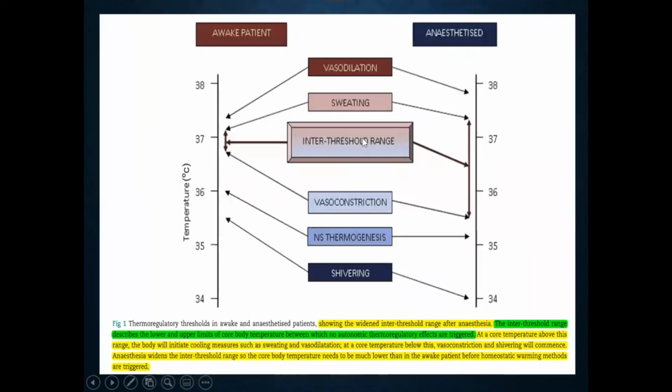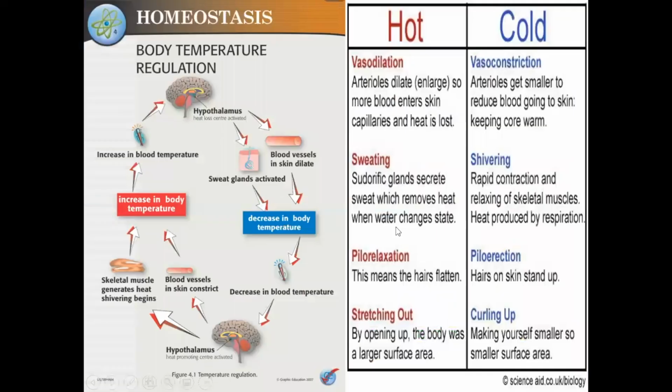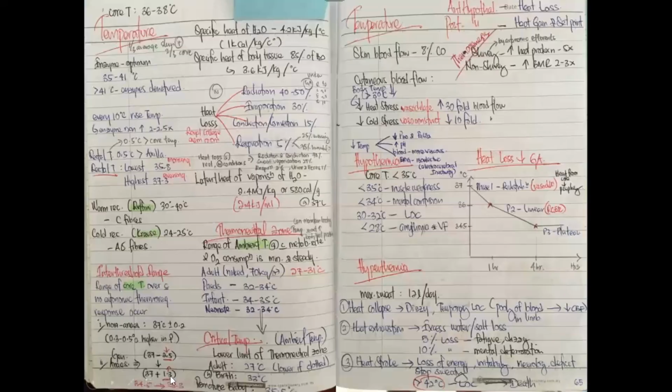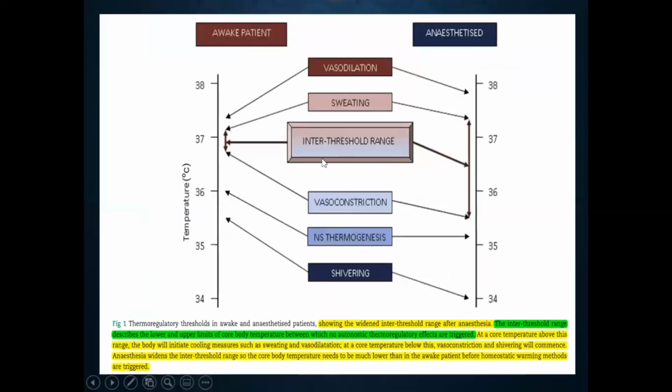Again, this is what I mentioned about the interthreshold range. You see in non-anesthetized patients, the range is smaller; in a general anesthesia patient, the range is higher. This is the interthreshold range in an awake patient, 37 plus minus 2. Anything more than 37.2, sweating occurs, vasodilatation occurs, heat loss. Anything lower than 36.8, heat gain occurs by vasoconstriction and non-shivering thermogenesis. Anything below 35.5, shivering thermogenesis occurs.